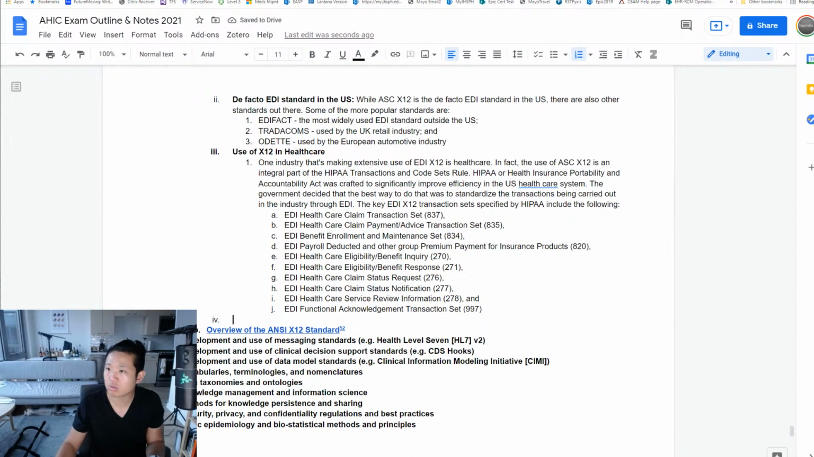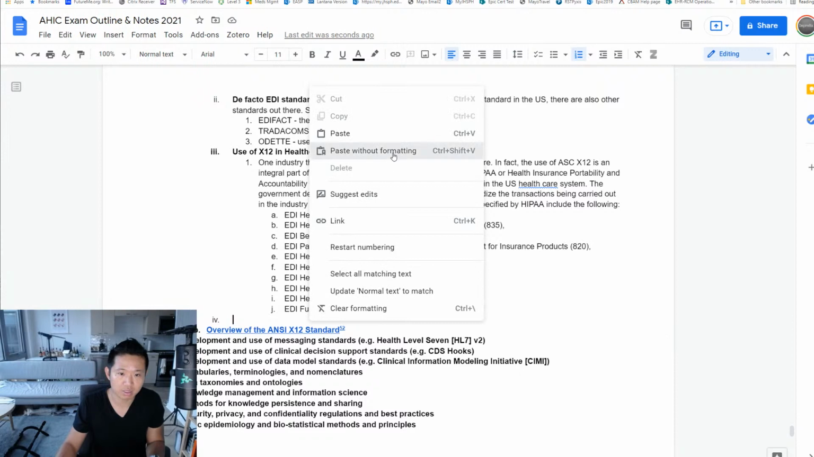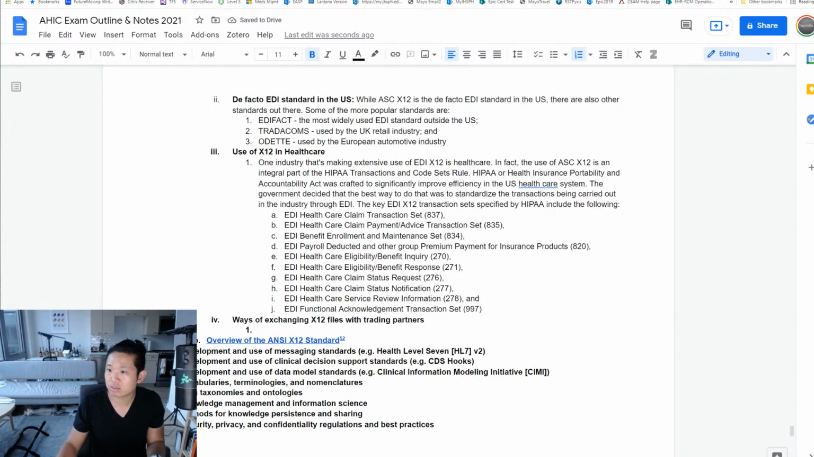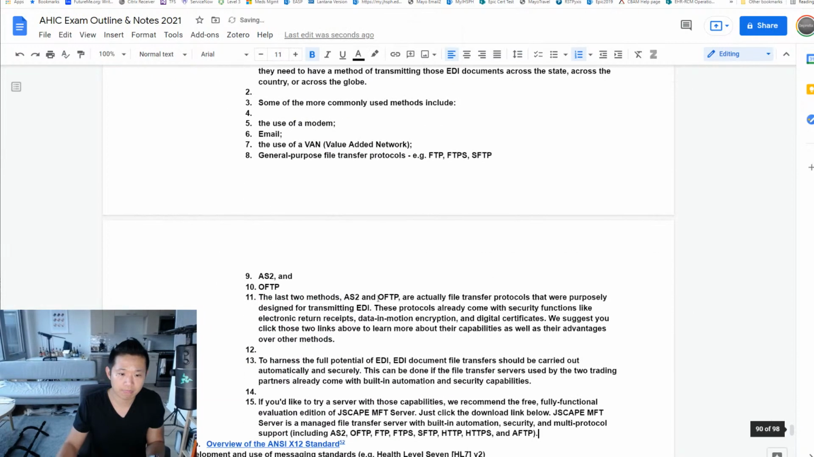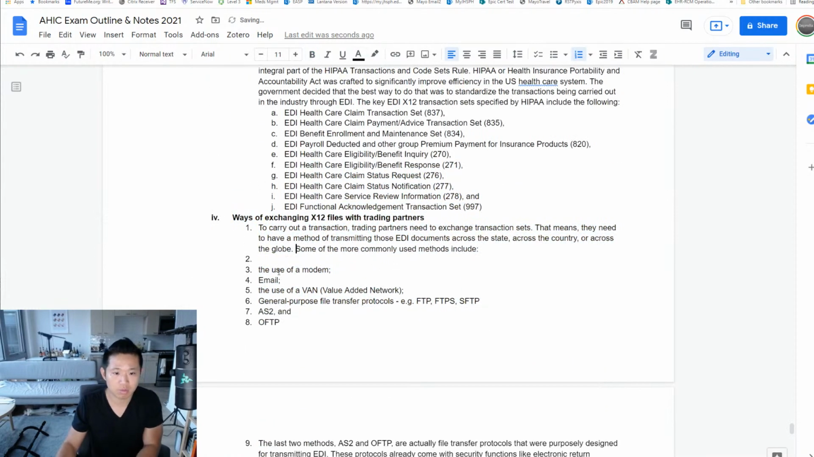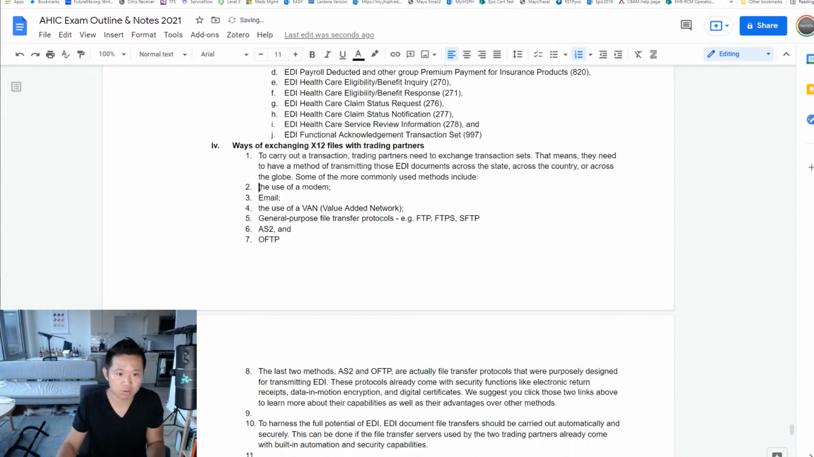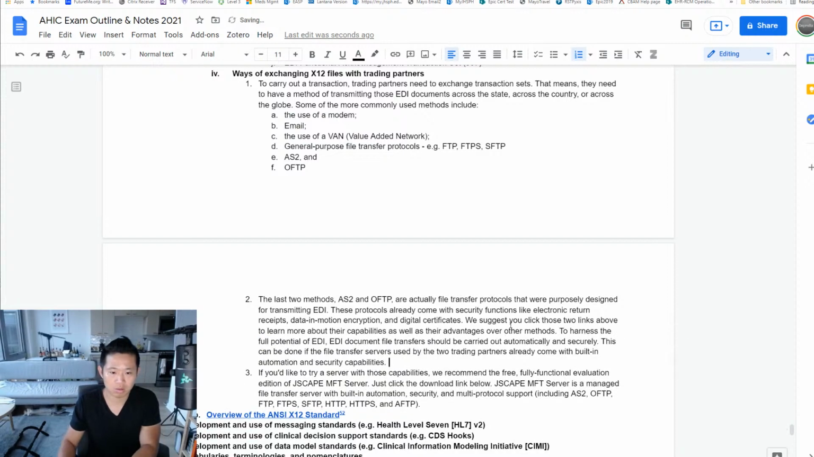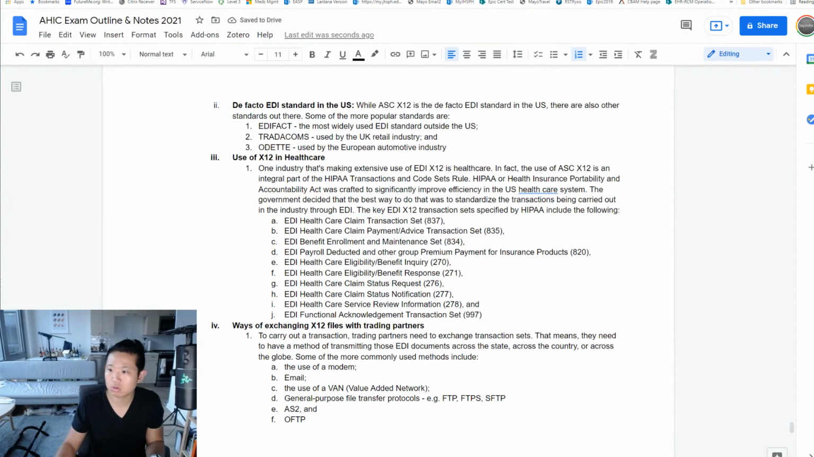This is good. Okay, so what are the ways of exchanging? Probably good to know the ways of exchanging as well. Actually, that might be a little too detailed, but just to be thorough, put this in there. Okay, so do this. Cool. So that's ways of exchanging.